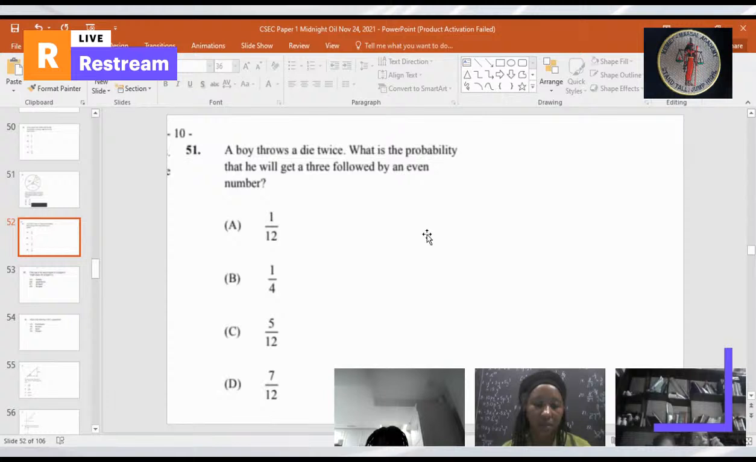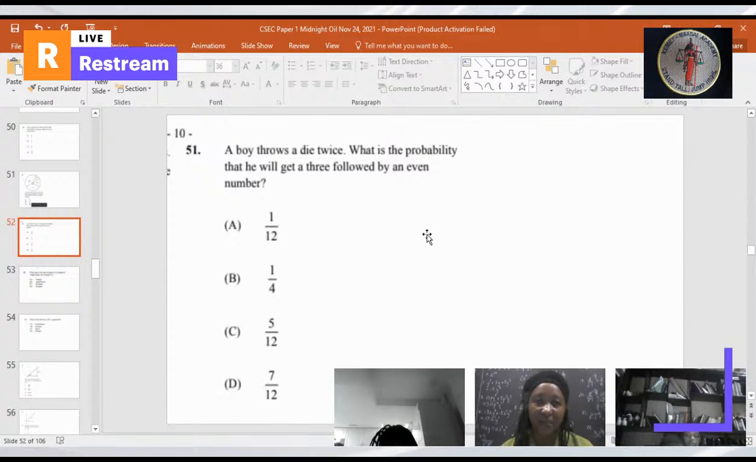Miss, half or 3/6 because there are six sides of the die. No, there's one 3. There's one 3. Oh, the probability is 1/6, sorry. Okay. Yes, ma'am. The probability of getting a 3 is 1/6.